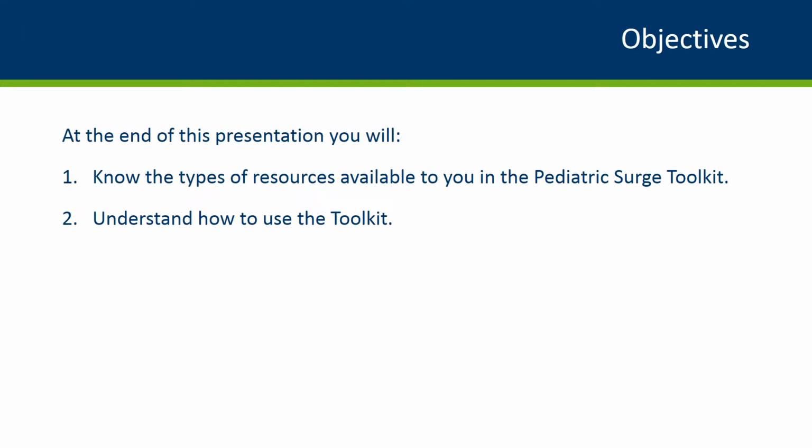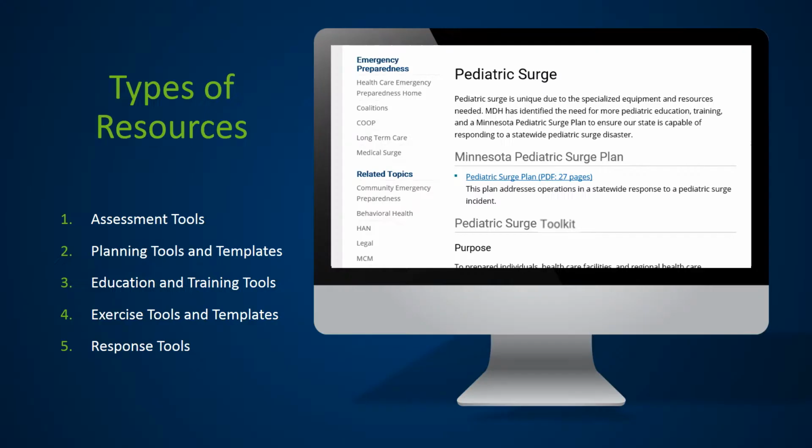At the end of this brief presentation, you will know the types of resources available to you in the Pediatric Surge Toolkit and understand how to use the toolkit. There are 5 different types of resources in the Pediatric Surge Toolkit. They are assessment tools, planning tools and templates, education and training tools, exercise tools and templates, and response tools. All of these tools cohesively make the Pediatric Surge Toolkit.